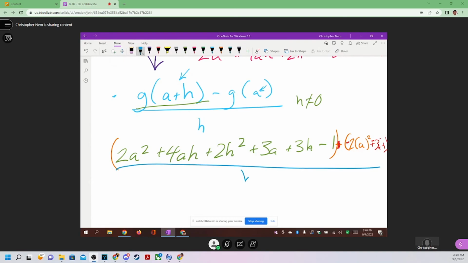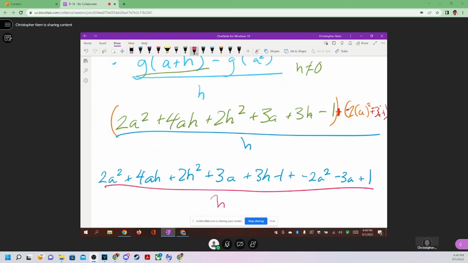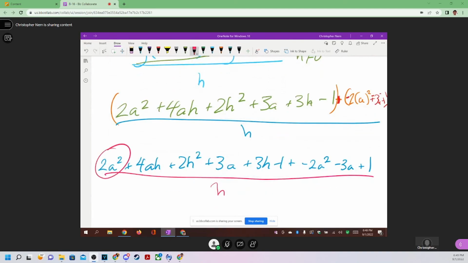So this is all over h. And if I change the sign of everything, I now have 2a squared plus 4ah plus 2h squared plus 3a plus 3h minus 1 plus negative 2a squared minus 3a plus 1. After I turned it into addition, I had to change the sign of all of my right expression, all over h. But you notice that we can combine like terms now.